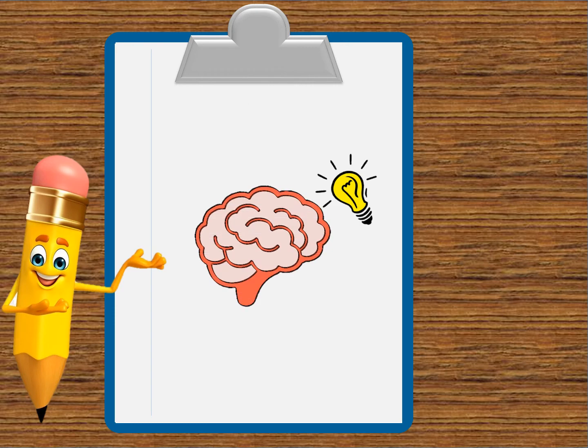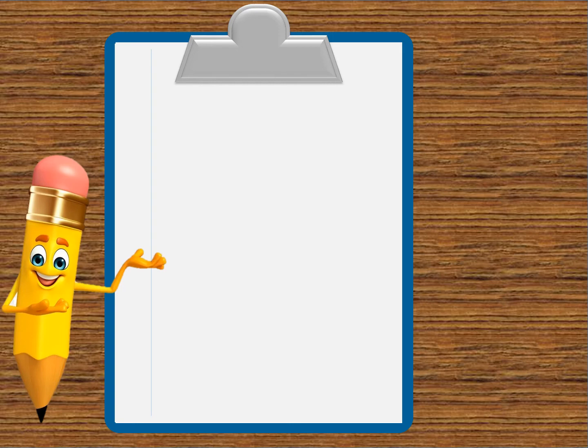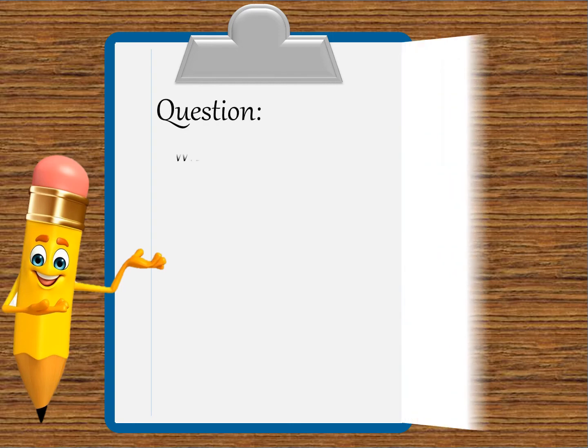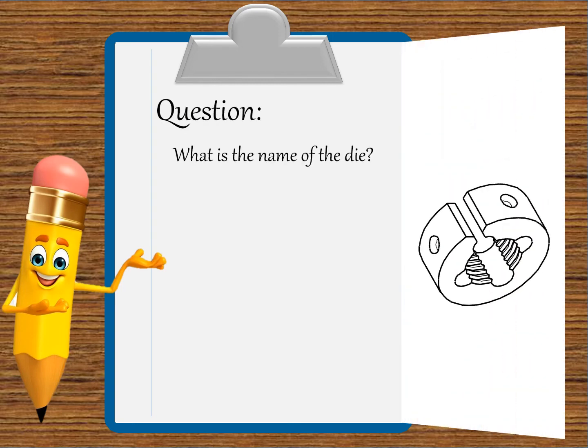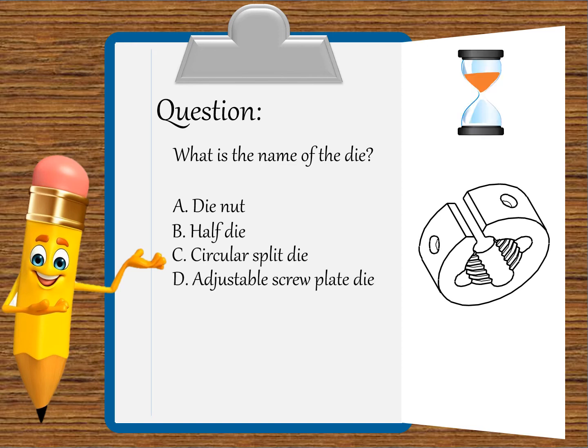To boost your brain power, we are going to play a quiz game. Let's go for the question. What is the name of the die? The options are A. Die nut, B. Half die, C. Circular split die, D. Adjustable screw plate die. And the answer is C. Circular split die.